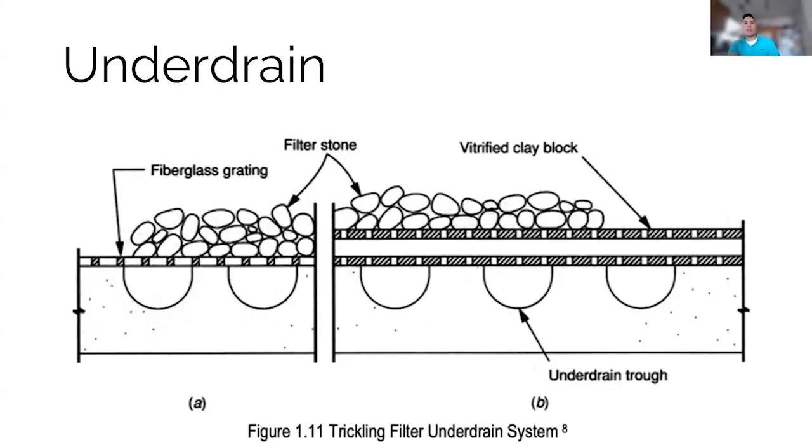Finally, there is the underdrain. And the underdrain is designed to take the treated wastewater and the sloughed off biomass onto the next step in treatment, which is going to be a secondary clarifier. And the underdrains basically suspend the media off the base of the structure.